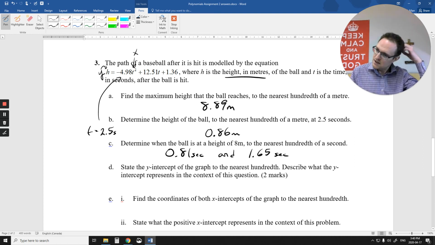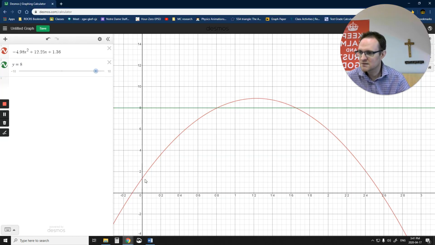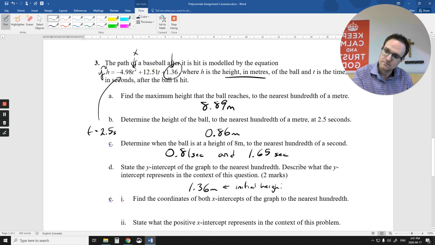State the y-intercept of the graph. Remember, you can just go onto the graph here and click the red graph. There's a dot there. The y-intercept is 1.36. I kind of knew that from the equation too, because it's in standard form. That's my constant value here. It's 1.36 meters. In context of the question, this would be the initial height at time equal to 0. So just before it throws the ball, that's how high it is off the ground.